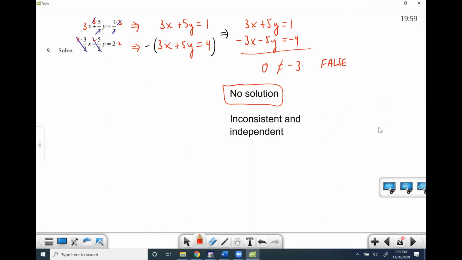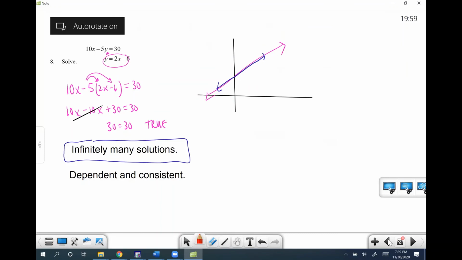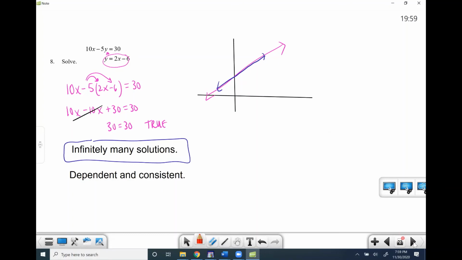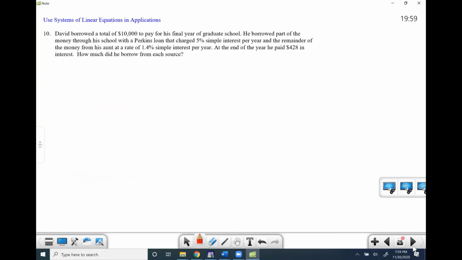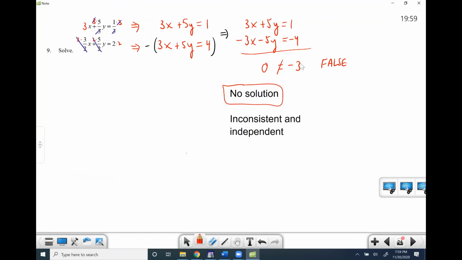Good. They gave us each one of the weird ones, right? So let's document those. Weird case number 1, 30 equals 30. Okay, that's infinitely many. And then weird case number 2 is if you get something that's not true, right? Like this 0 equals negative 3. Okay.